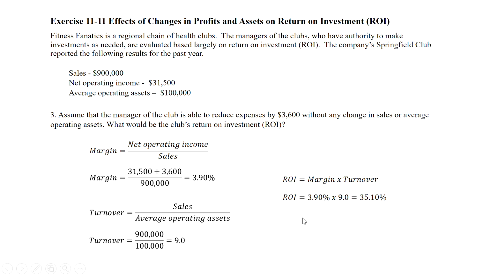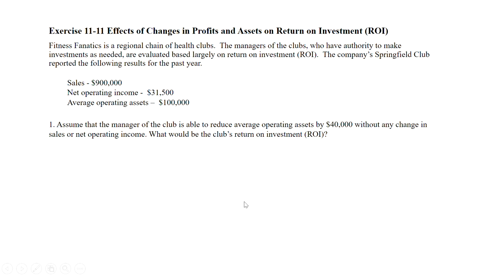We're still utilizing our assets the same, so no impact there. ROI is the margin of 3.9%, again, that's an increase, times the same turnover of 9, 35.1%. So again, better than the first situation, and we'll compare at the end, but not as good as the second situation. And again, just proven out, we could have taken our net operating income divided by our average operating assets to get the same 35.1%.